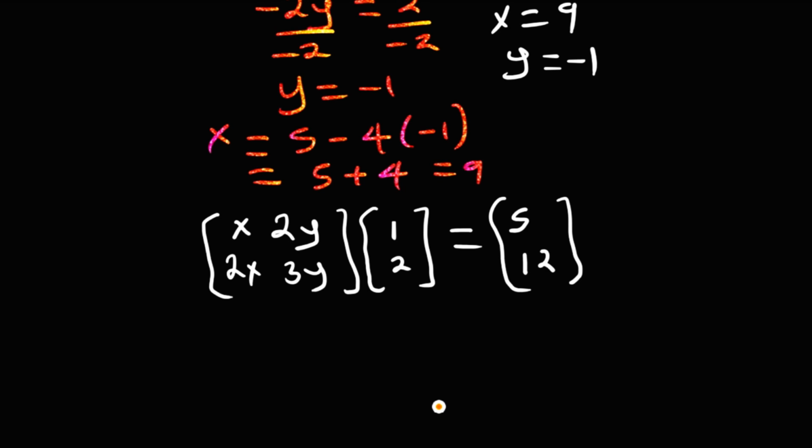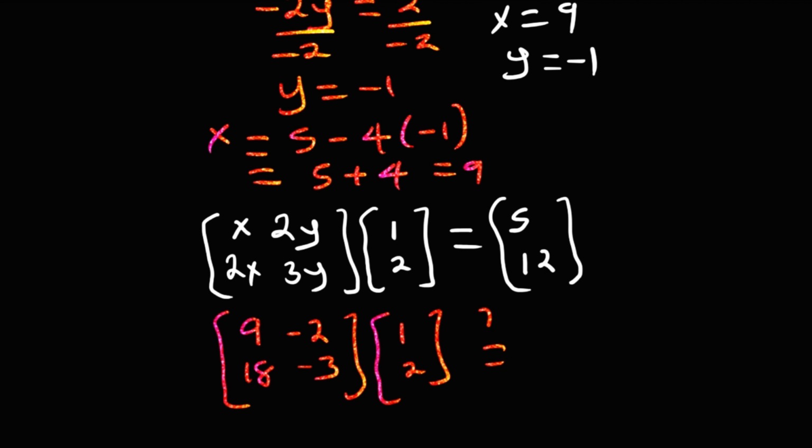So x is 9, so we have 9. 2y, so that is 2 times negative 1, that is minus 2. Then 2x, that is 18. Then 3y, that is minus 3. So let us see if we multiply these by (1, 2), if we can get (5, 12).